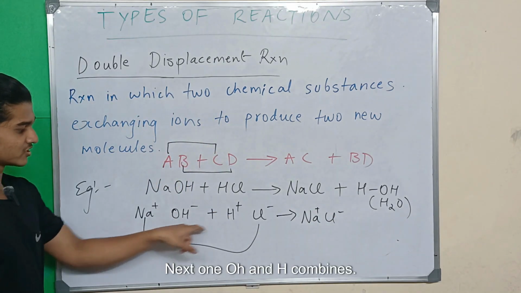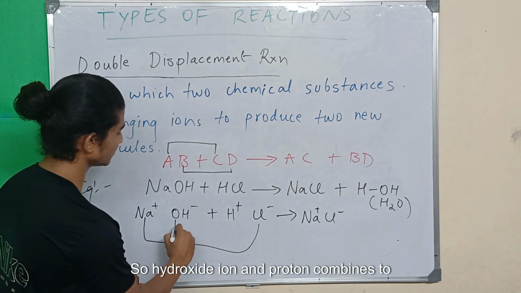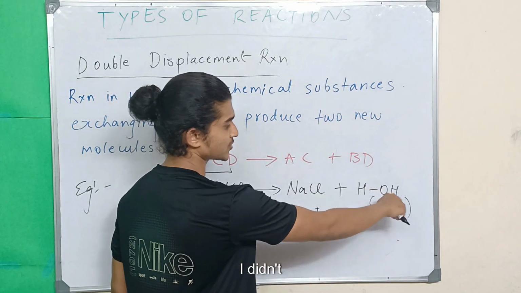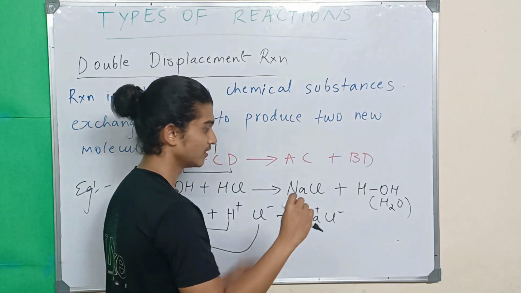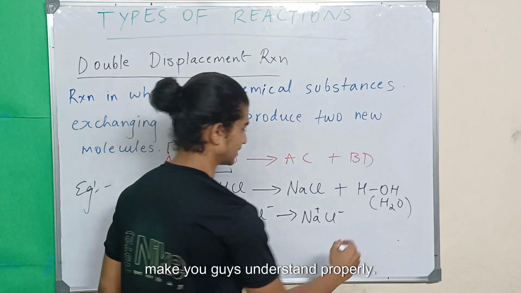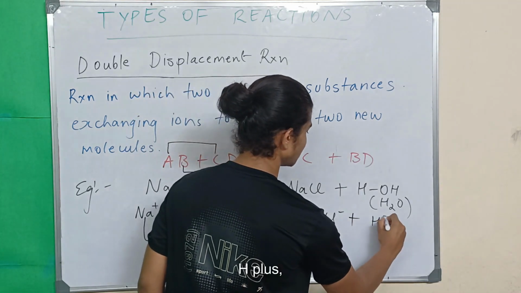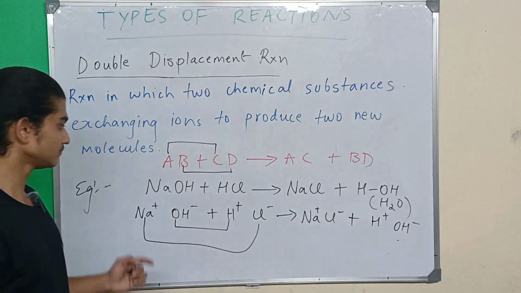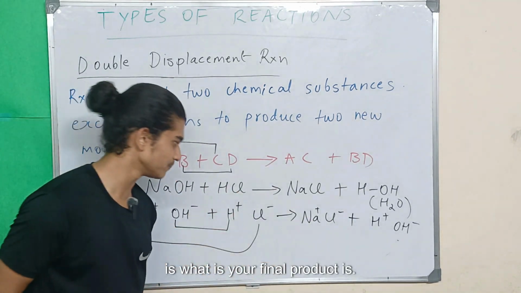Next one, OH and H combine. So hydroxide ion and proton combine to give out water. That's why I wrote H-OH. I didn't directly write H2O to make you guys understand properly. So this H+ and OH-, this is basically water, which is your final product.